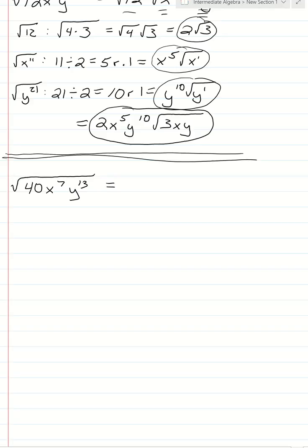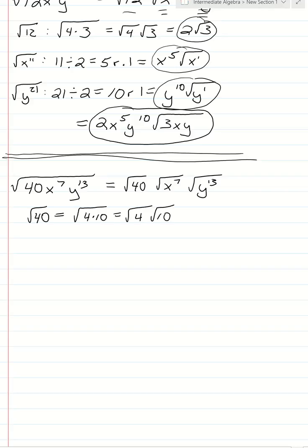If we were to break this up into the square root of 40, square root of x to the 7th, and the square root of y to the 13th, once again, now let's form three different radicals. The square root of 40. When we were simplifying that, we might use, let's say, the square root of 4 times 10, and that would now give us the square root of 4 times the square root of 10. And since the square root of 4 is a perfect square, that would give us a 2 square root of 10. That would be your simplified radical.